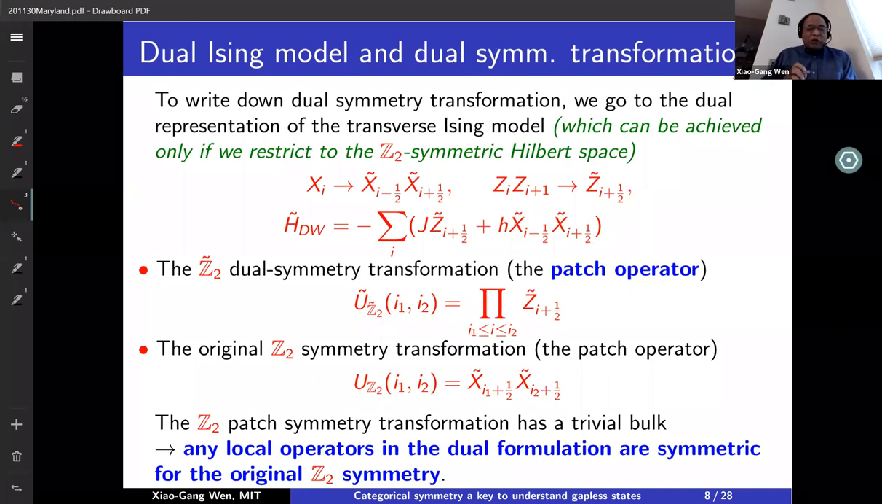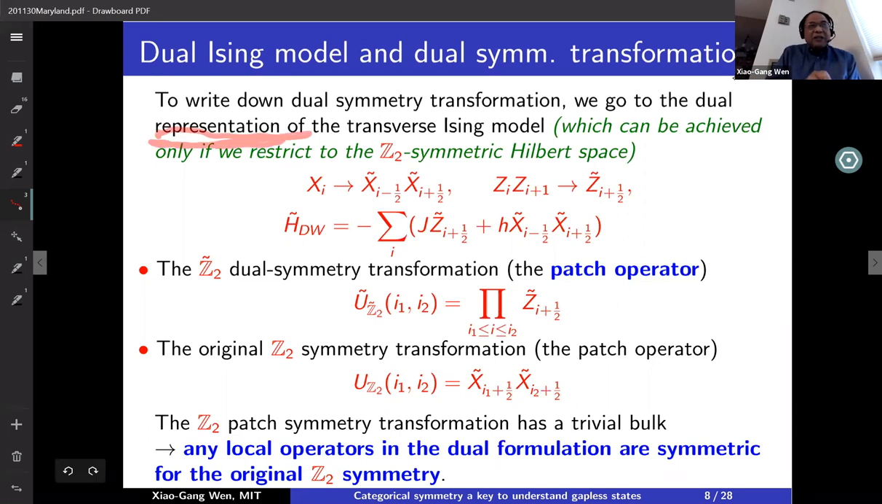So at the moment, let's try to write down the dual symmetry transformation. The reason we introduce the patch operator is really to write down the dual symmetry operator transformation. In this case, we need to go to this dual representation, this duality transformation. We do this by using a dual variable, which is a spin on the link. So in the dual model, the spin lives on the link. We have a duality mapping from the model to the dual model, and the dual model has the same form.